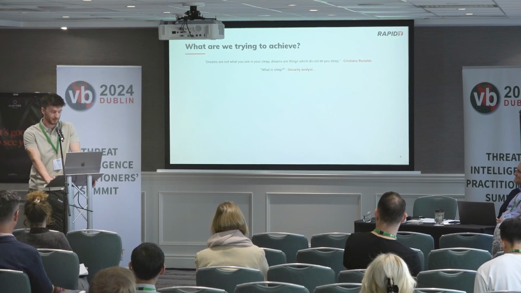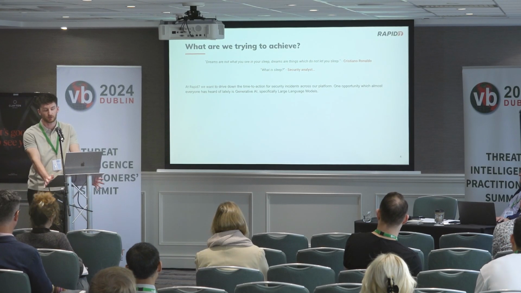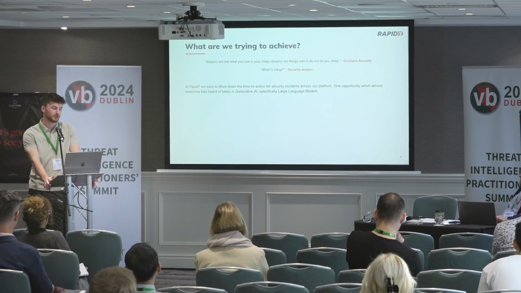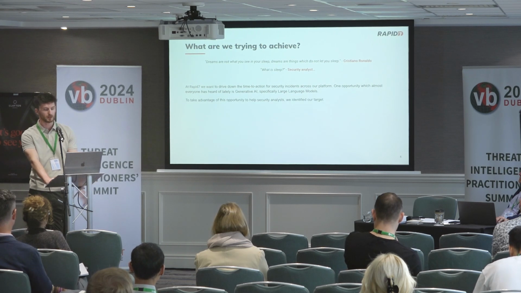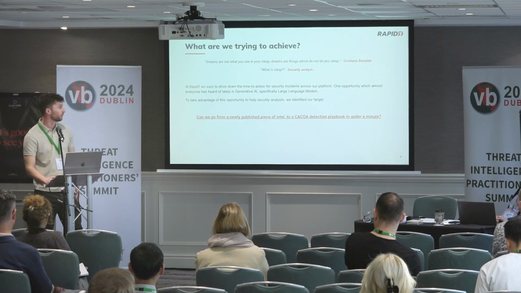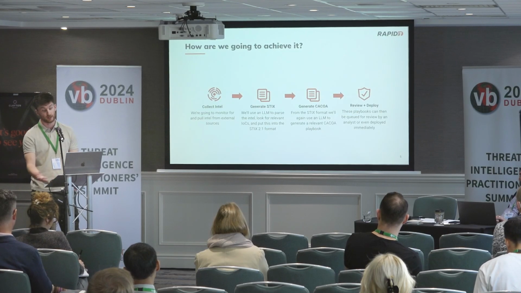With Rapid7, obviously, our goal is to drive down the time to action across our platform for our analysts and for our customers to respond to certain threats or even just improve their security posture. One area that everyone's heard of lately over the news and social media is GenAI and large language models. That allows us to identify the target that we're going to try and achieve by the end of this talk, which is, can we go from a newly published piece of intelligence to a CACAO detection playbook in under a minute? So how are we actually going to do that?